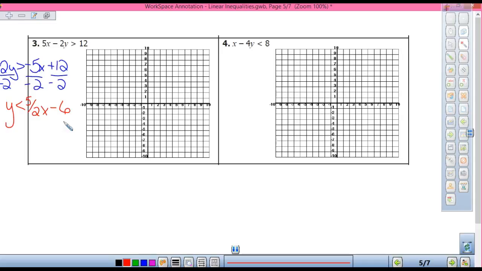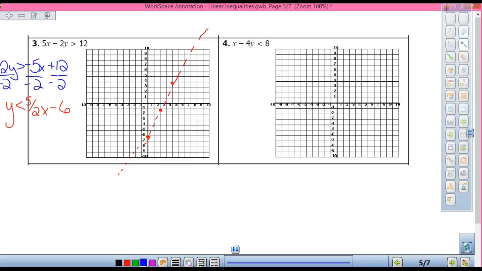Okay, so what's my starting point? -6. And what do I do? Up 5 over 2, up 5 over 2. Dash or solid line? Dash line. Dash lines are fun.